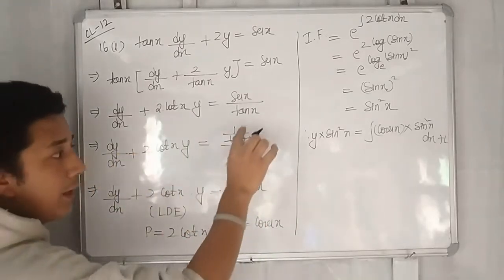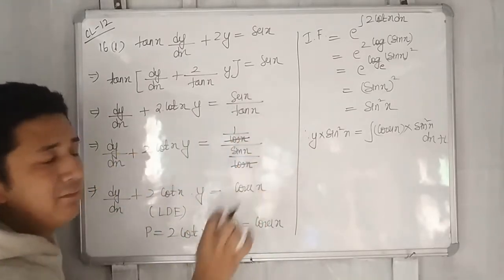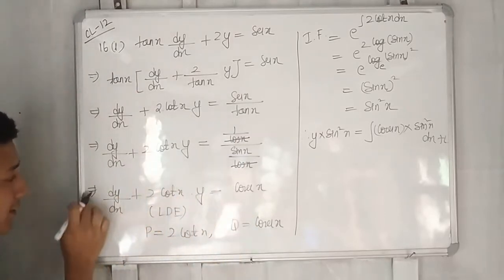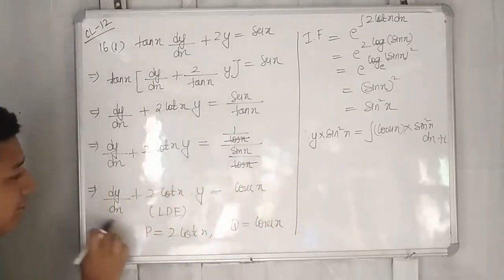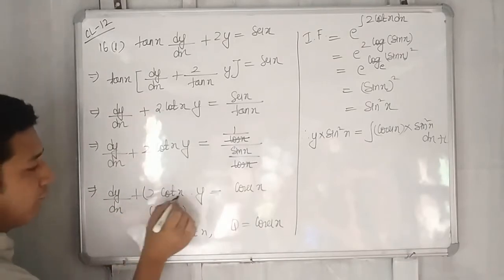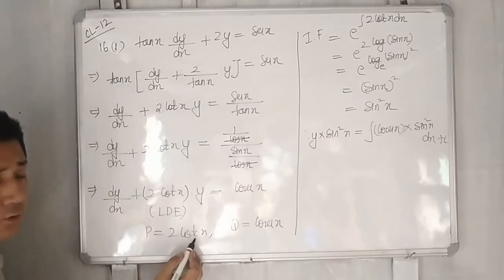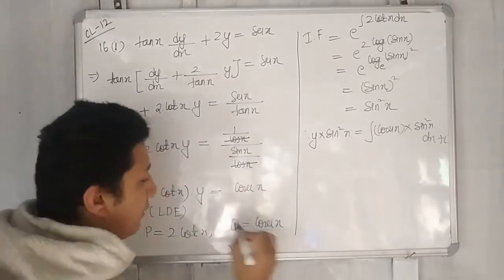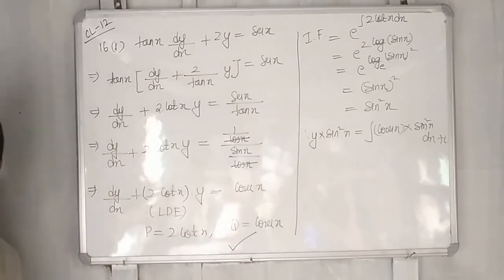So I have only 1 by sin, and 1 by sin means cosec. So hence the whole differential equation will again be in the form of a linear differential equation with the value for p as 2 into cot x and the value for q as cosec x. So I hope you are clear with this. It is an LDE, right?